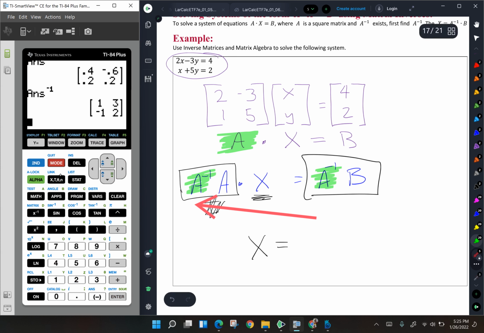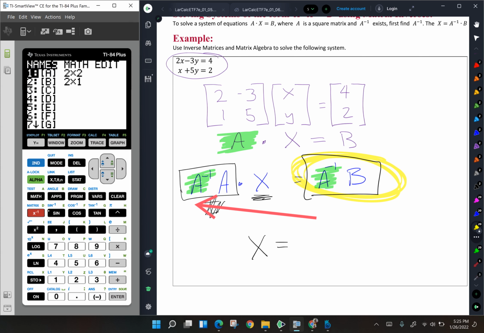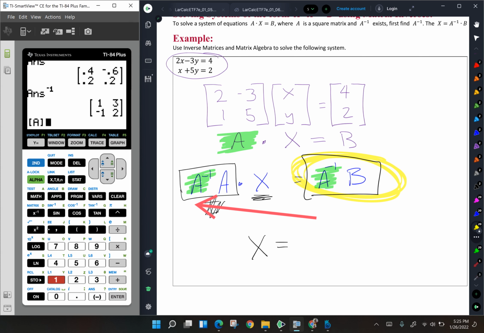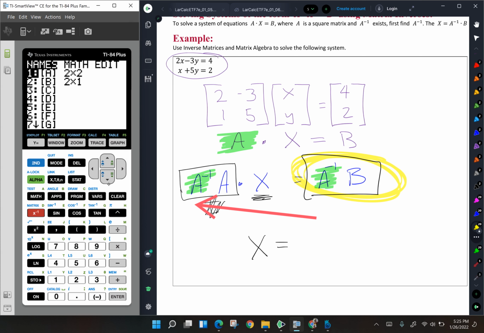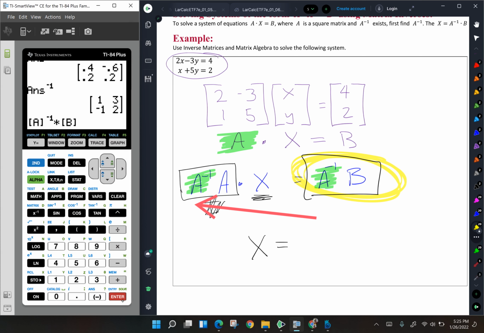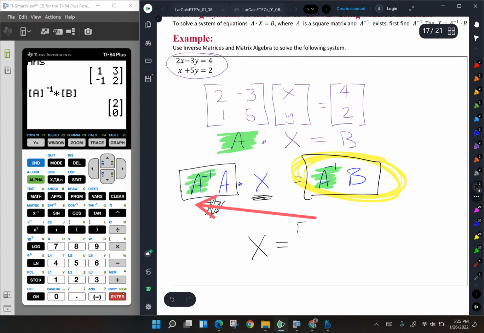And now I need to type this into my calculator. I need to tell my calculator to do A inverse times B. So matrix A inverse times matrix B. And I get 2, 0. So I come back over here and say that X is equal to 2, 0.